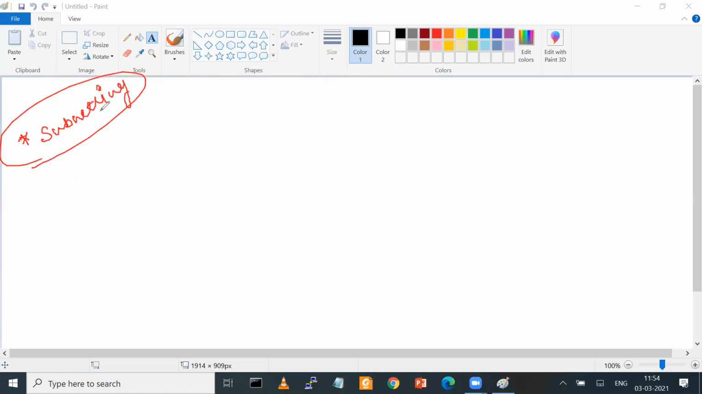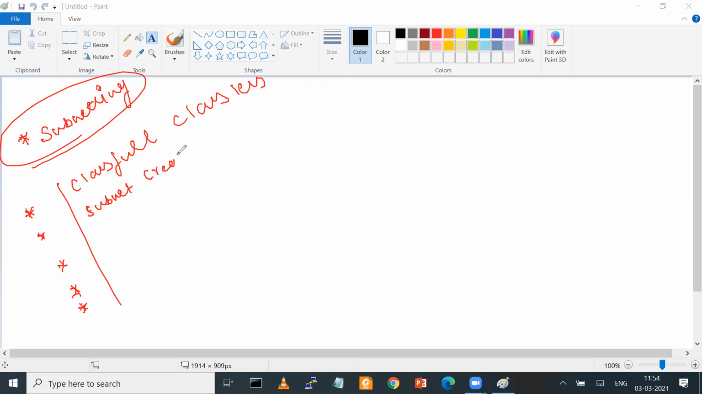Now we can start subnetting. So there are several things which we have to understand under this subnetting. First is your classful, classless concept, subnet creation, small subnets creation, CIDR, VLSM, variable length subnet mask, and route summarization or aggregation.